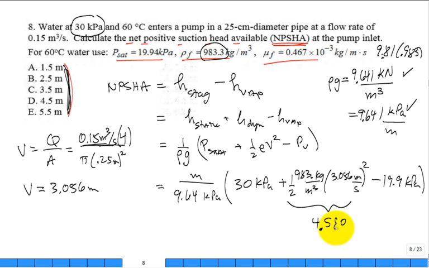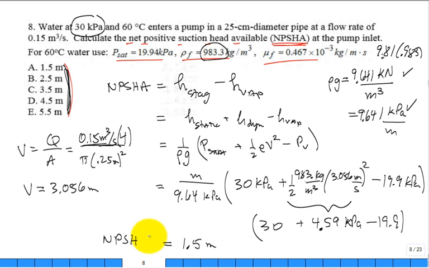So 4.59 kilopascal. You subtract 19.9, so you can see the importance: it's 30 plus 4.59 minus 19.9. All that gives us the kilopascal. Okay, so what do we get for the final answer? Then divided by 9.64, about 1.5 meter. Give me a thumbs up if you agree. 1, 2, 3, 4, 5. Good. So the answer is A.